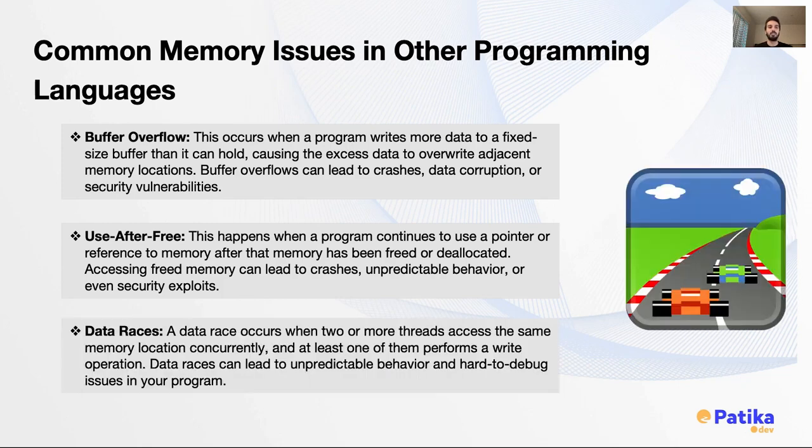And finally, we have data races. A data race occurs when two or more threads access the same memory location concurrently and at least one of them performs a write operation. Data races can lead to unpredictable behavior and hard to debug issues in your program.